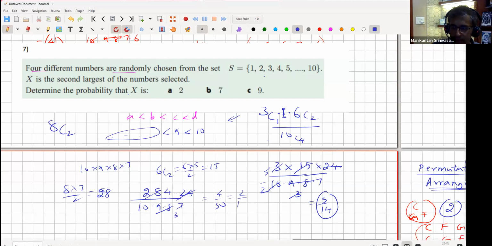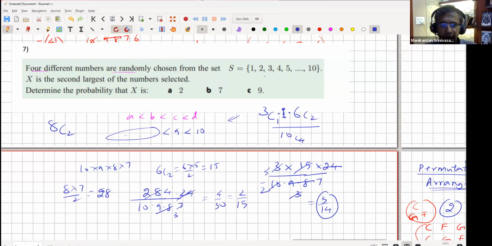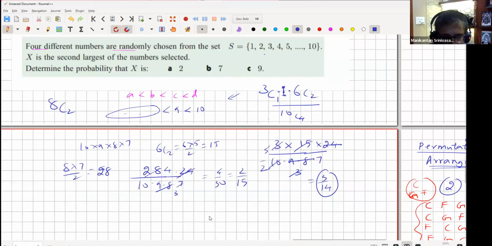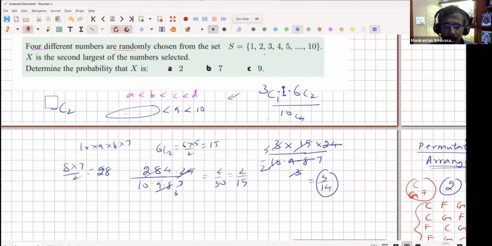Navya, is this what you got as well? Yeah, 2 over 15. Okay, cool. 4 over 15. Sorry, 2 over 15. I got 4 over 15. Oh, is it? No, it's 4. Yeah, I think it's 2 over 15. Just check your answer once. Let's check below. I wrote it below. Okay. All right.